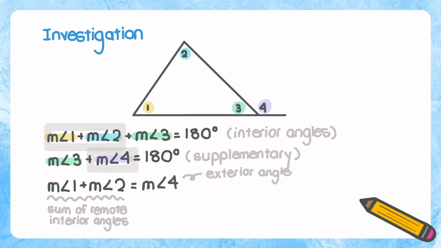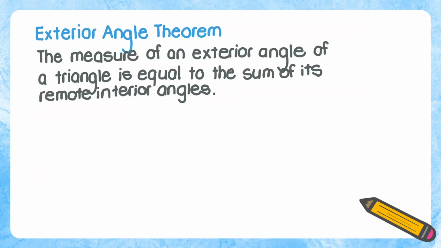So we have derived that the sum of the remote interior angles equals the exterior angle measure. And this is actually called the exterior angle theorem. The measure of an exterior angle of a triangle is equal to the sum of its remote interior angles.